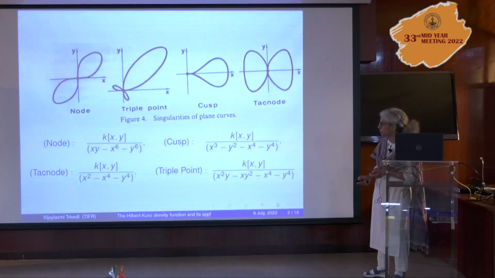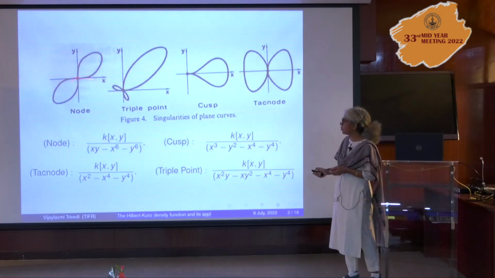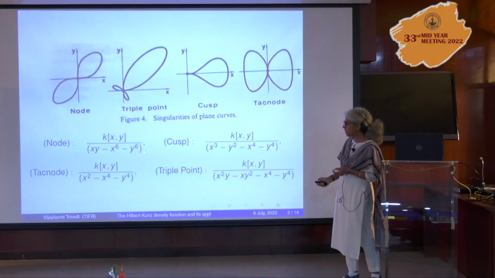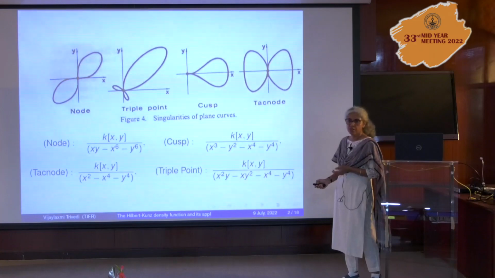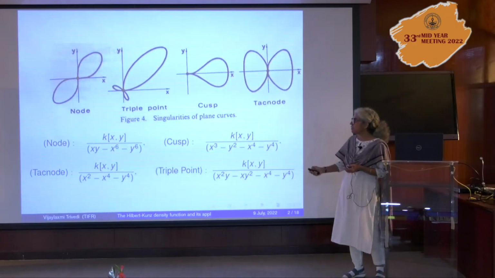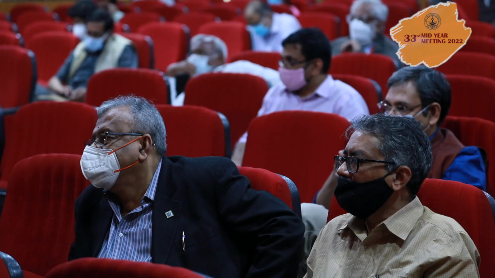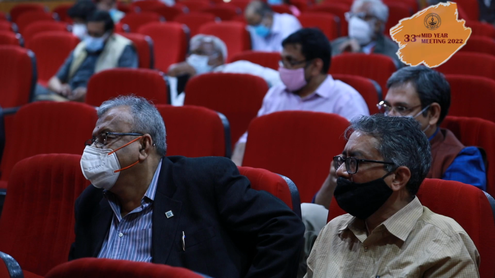The first one is a node. So how do I look at this picture? I see this as a curve sitting in a two-dimensional space, but I can say it algebraically. This two-dimensional space is represented by two variables x and y, k[x,y], and the node is the zeros of this equation, xy minus x^6 minus y^6. So the zeros of this polynomial are my node. That's the way we present it. So this is my geometry, and this is my algebra here.